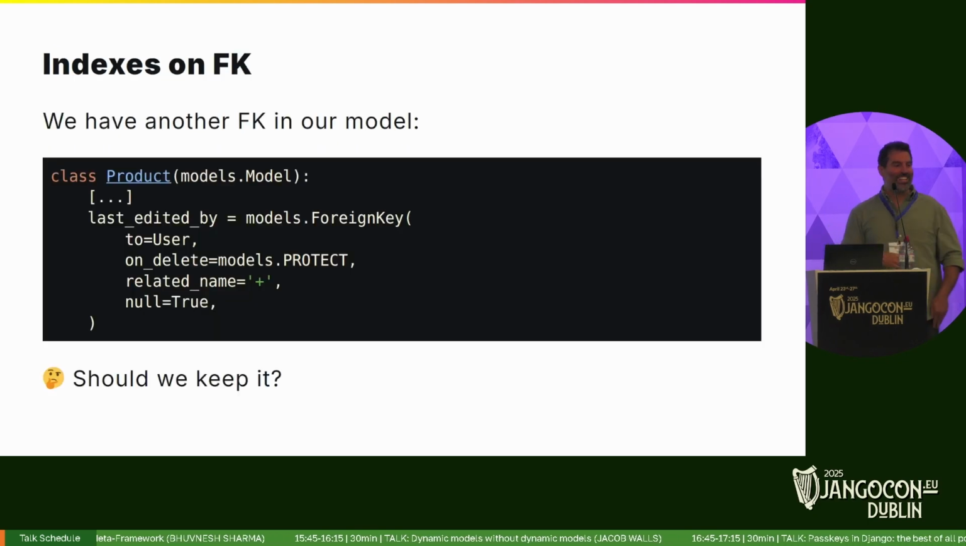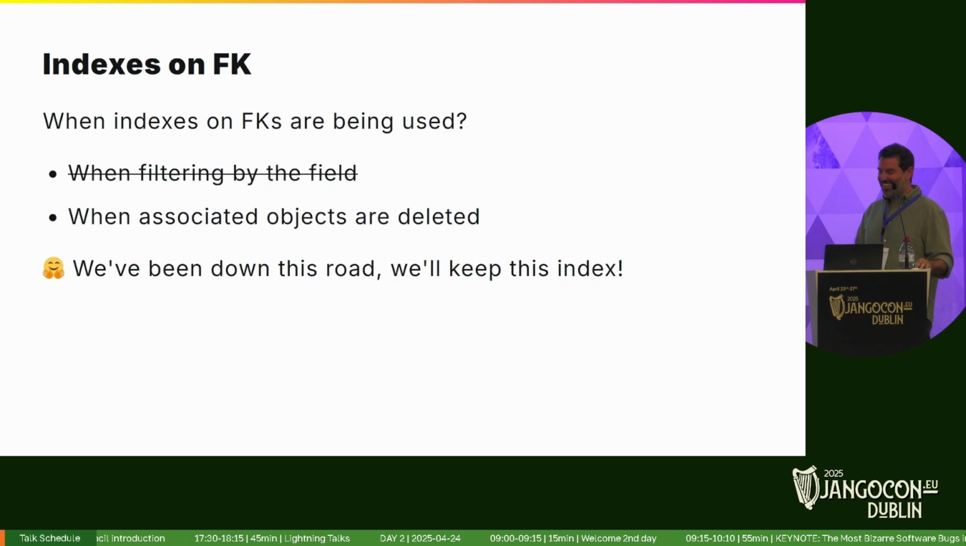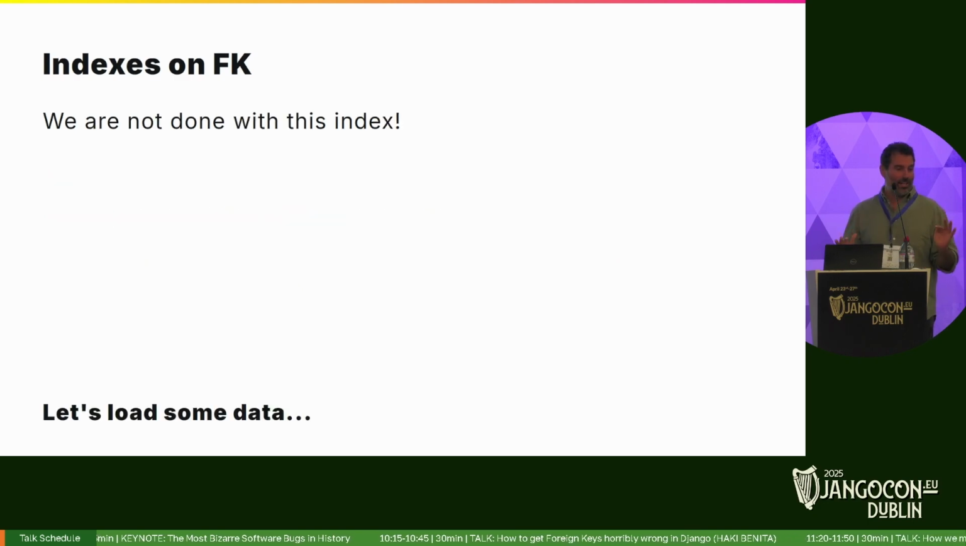Now, let's move on to the next index. What do you say? Can we ditch this index? We have this index, last edited by, right? It's nullable. We don't care about the users who edited a product, mostly just for audit purposes. So you say no. I see someone shaking their head. Thanks for the participation, man. You're great. We're not using it to filter by anything, but we already know that it's used when we delete associated objects, in this case, a user. So we are going to keep it, but we're not done with this index, okay?